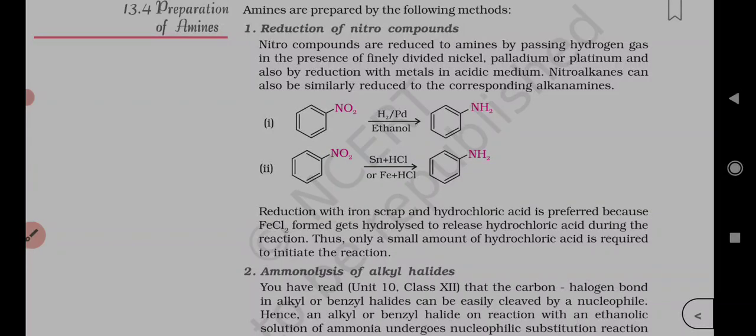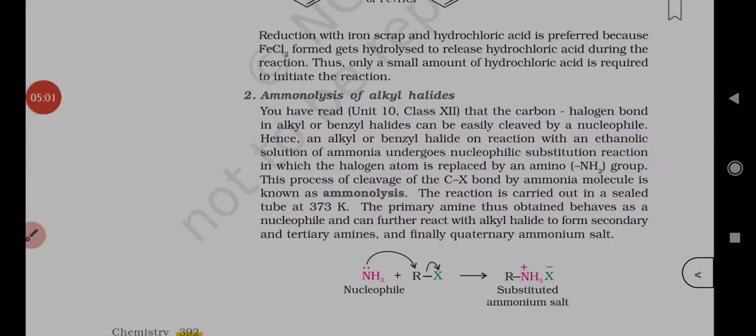You have read in Unit 10, Class 12 that the carbon halogen bond in alkyl or benzyl halides can be easily cleaved by a nucleophile. So in ammonolysis of alkyl halides, it is saying that in Unit 10, Class 12, you have read that the carbon halogen bond in alkyl or benzyl halides can be easily cleaved by a nucleophile.